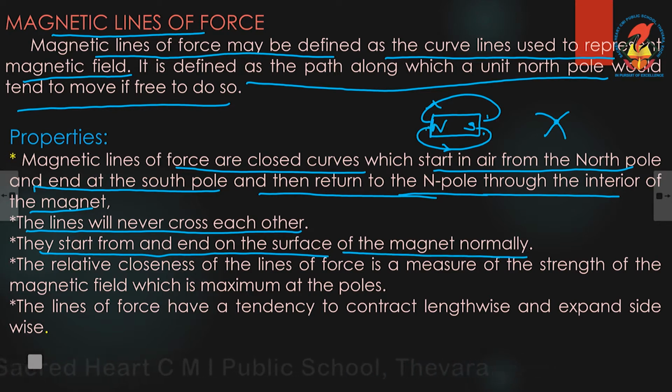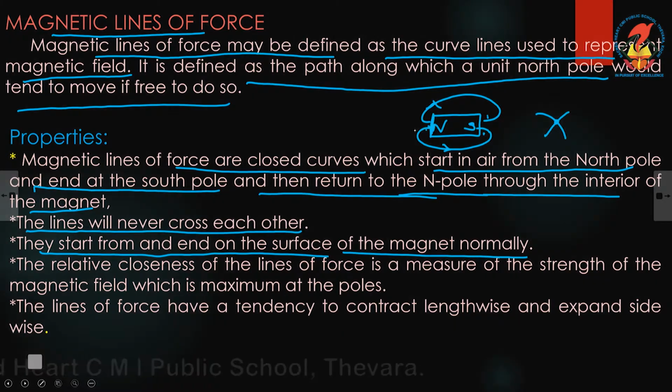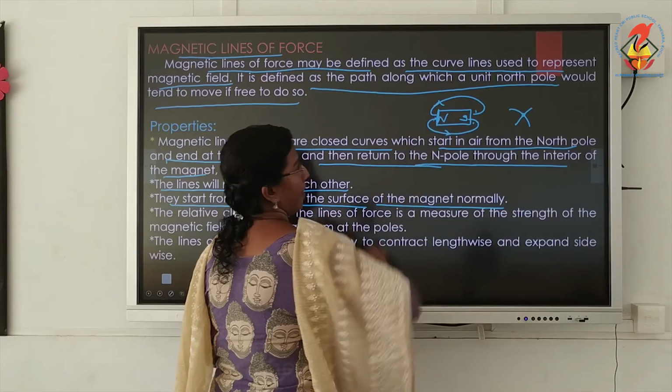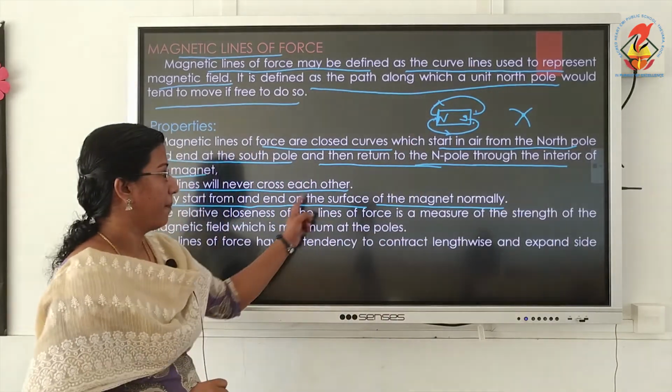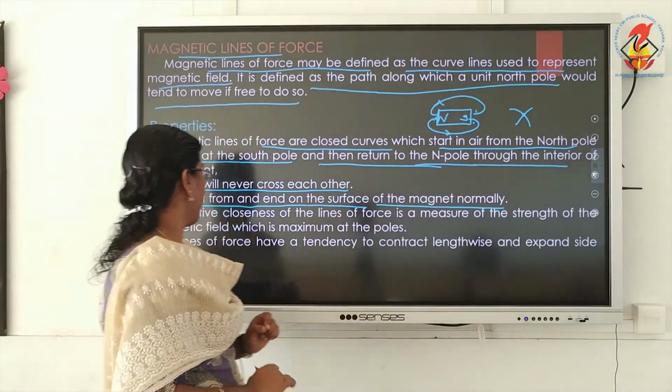Next point, they start from the surface of the magnet normally. Like this is my magnet, then the field lines are starting normally to the magnet. So they start from the magnet normally.